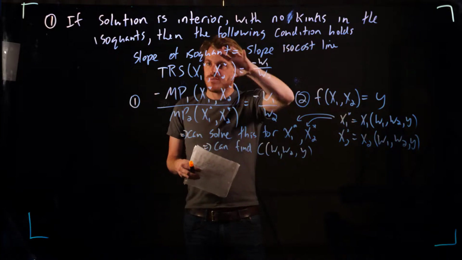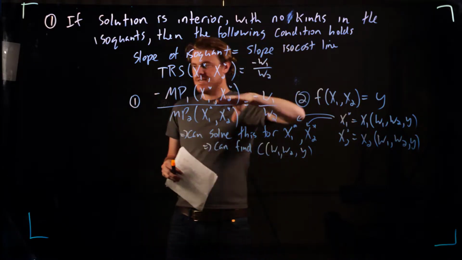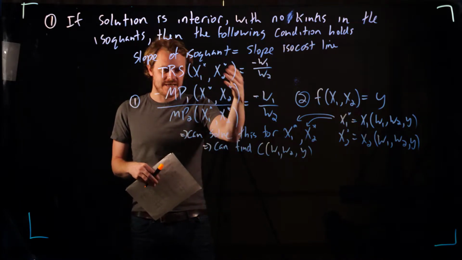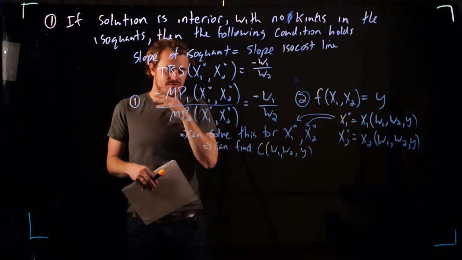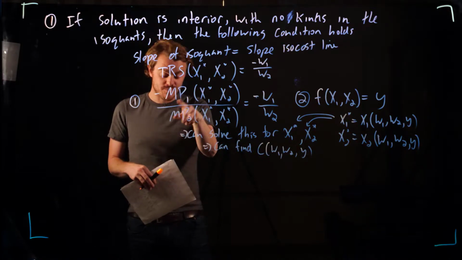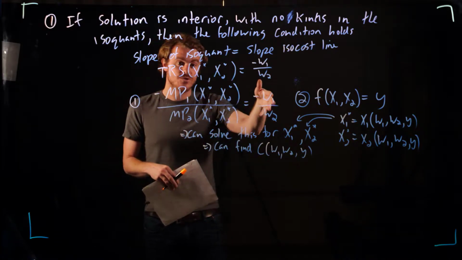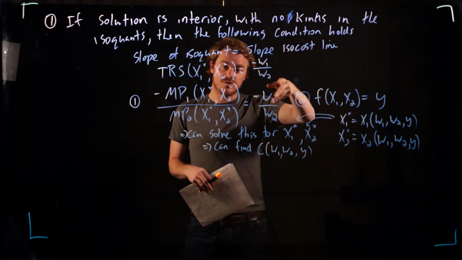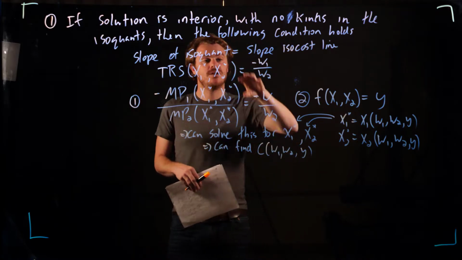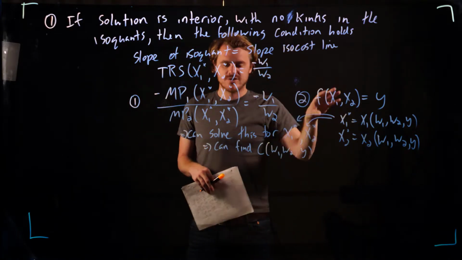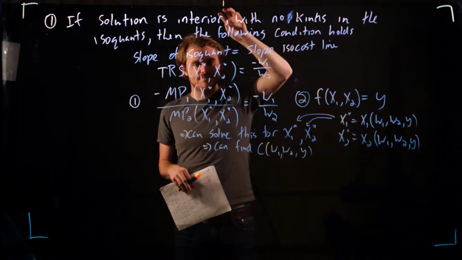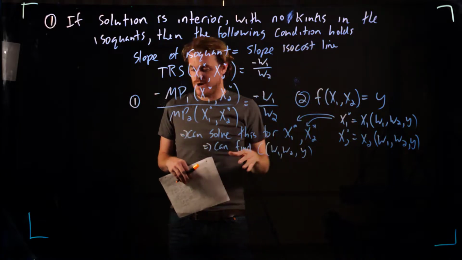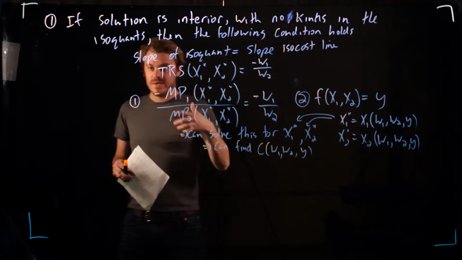So this is how we could approach solving this minimization problem using calculus. We calculate the marginal products by taking the derivative of the production function with respect to good 1 over the derivative of the production function with respect to good 2, and setting it equal to the ratio of input prices, or the slope of the isocost line. But again, we can only use these two equations and two unknowns if we have an interior solution with no kinks. So it's one category of problems. We've seen when we can't use this.